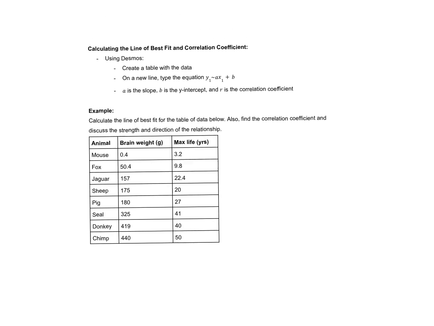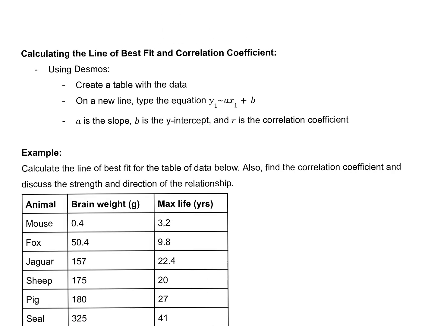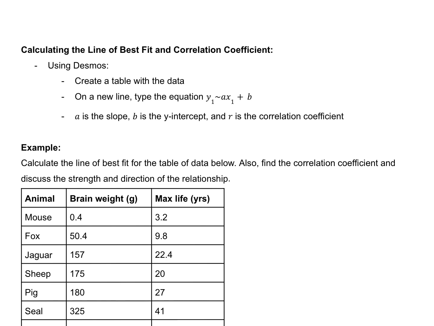Okay. So now we're going to talk about how we are going to calculate our line of best fit and correlation coefficient. So we are going to be using Desmos. So the steps here for Desmos is you're going to go to the Desmos graphing calculator and you're actually going to create a table. So the little plus button in the top left, you're going to click it and then you'll select table.